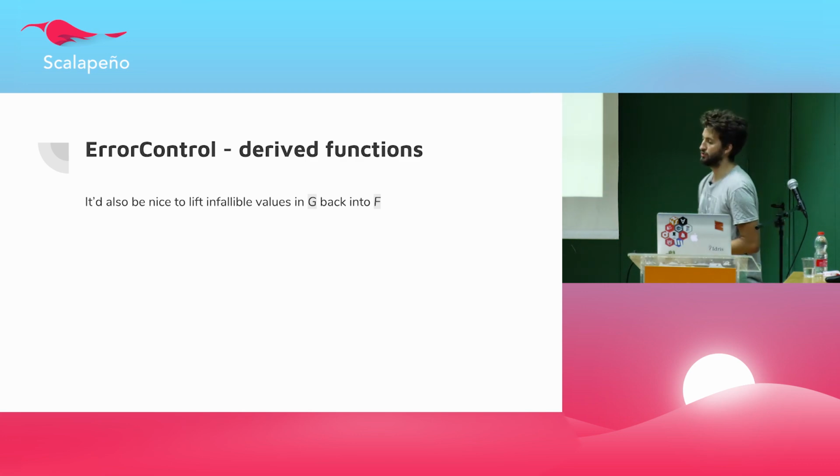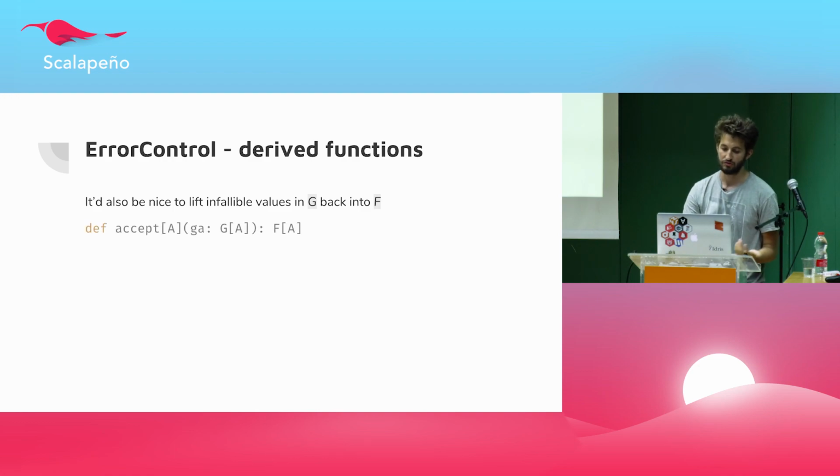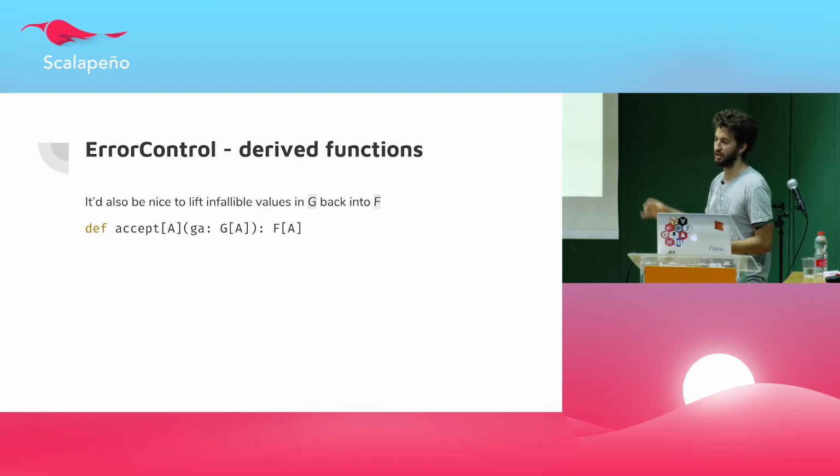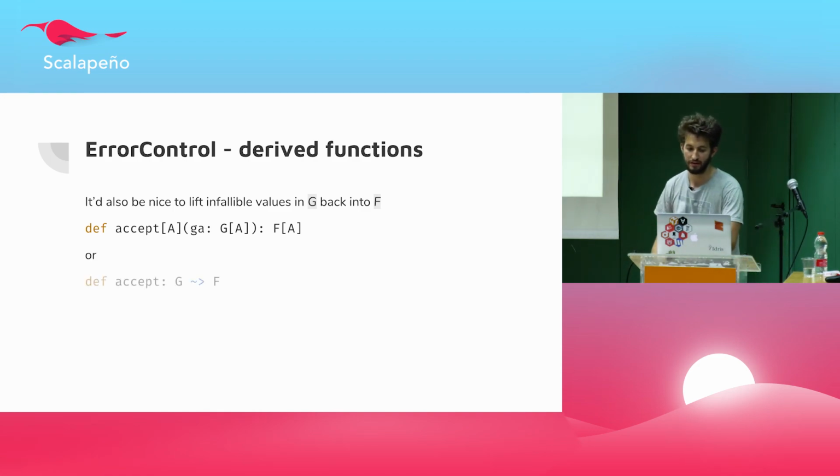And to do that, we can define something that's very simple. It's called except, and it says that if we have these values of g that we know can't fail, we can lift them back into f basically at our own risk. And with this function, we actually gain the complete power of MonadError back, because now we have a way to get back to the fallible types. So we could define it like this, but we could also define it in terms of a natural transformation. It doesn't really matter.